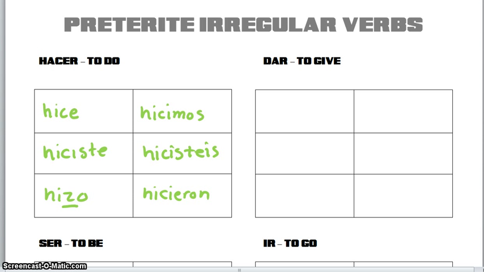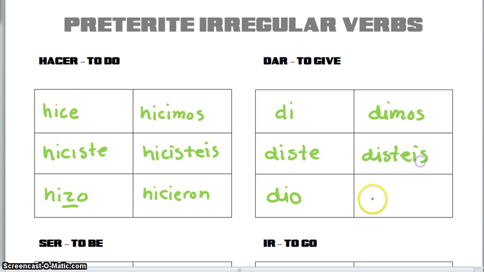Okay, let's move on to the verb dar. So yo di, tú diste, él, ella y usted dio, nosotros dimos, vosotros disteis, and ellos, ellas, and ustedes dieron.